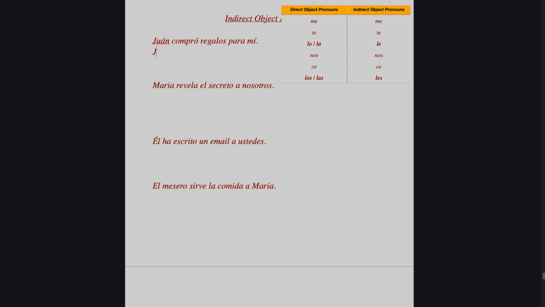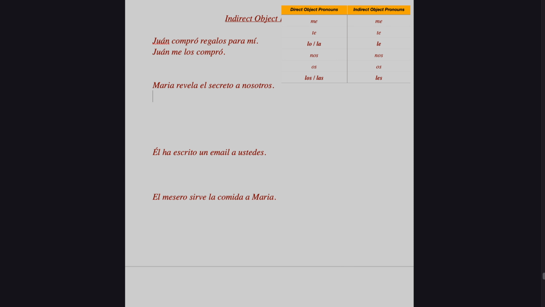So let us go and replace the objects with object pronouns. And keeping all those rules in mind, what comes first? The indirect object pronoun. So for whom did he buy? For me. And what did he buy? The gifts, which are regalos, a masculine noun in plural, so this would be los. So I'll just go and put the verb over here. Juan me los compró. So what did it become? Juan bought them for me or to me.